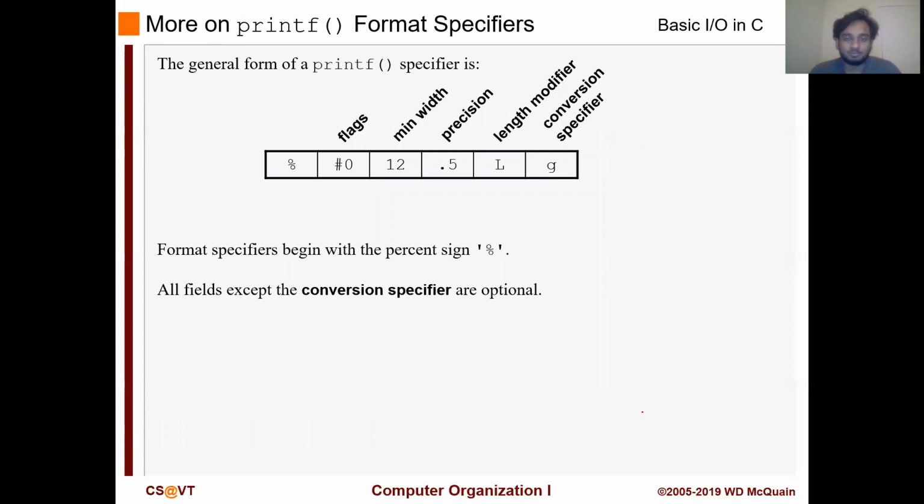So let's take a more in-depth look at what the format specifier looks like. The general form of printf is as follows. It's going to have a percent to specify that it's a specifier. Then it will have some sort of flag. It will have a minimum width. It will have a precision. It will have a length modifier, and then it will have a conversion specifier. The format specifier begins with a percent sign. All fields except the conversion specifier are optional.